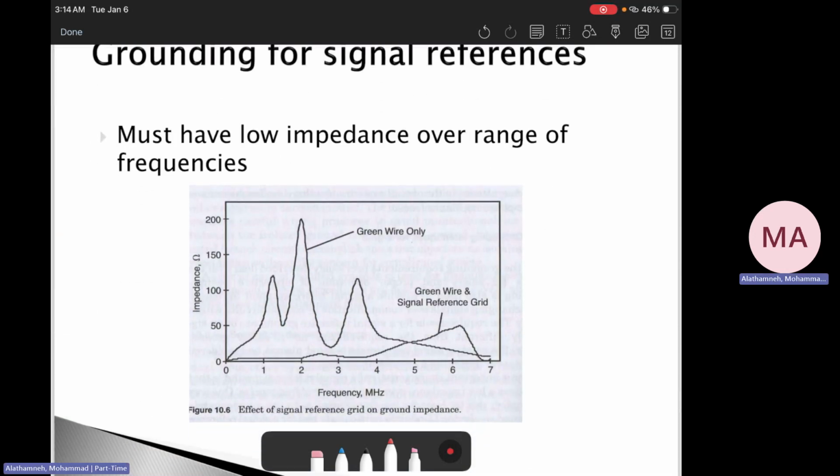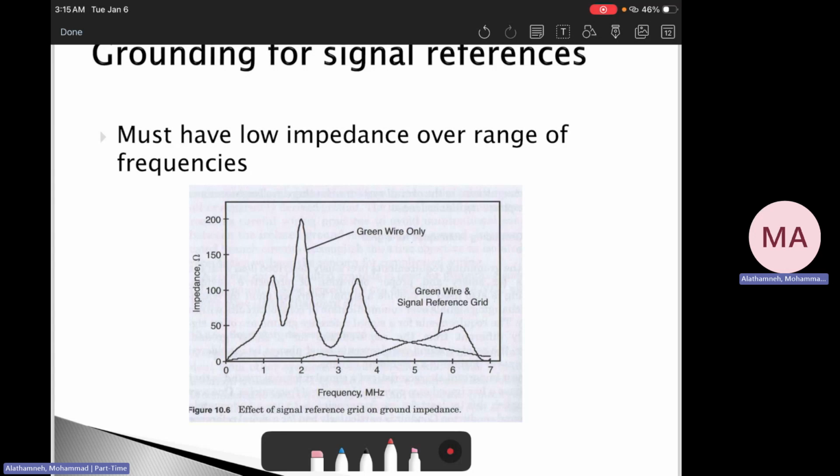Grounding for signal references is very important because it breaks a common misunderstanding. Engineers often think grounding is only about 50 hertz, but for noise, switching transients and harmonics, we care about high frequency behavior. The grounded conductor can have low resistance at DC or 50 hertz, but at high frequency inductance dominates, which means the impedance rises with frequency.